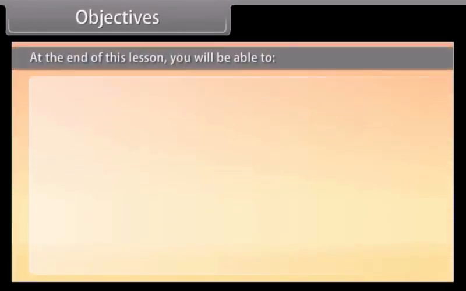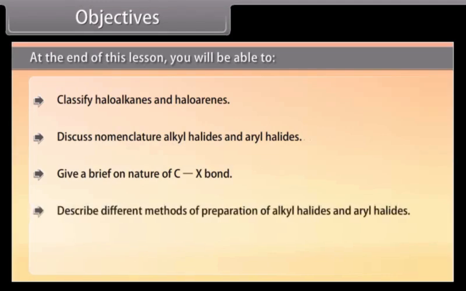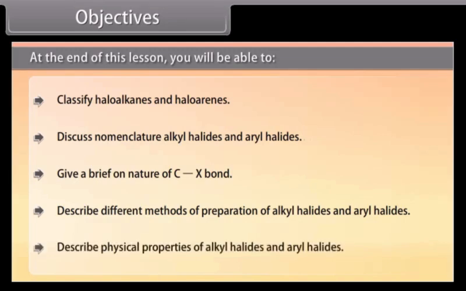Objectives. At the end of this lesson, you will be able to classify haloalkanes and haloarenes, discuss nomenclature of alkyl halides and aryl halides, give a brief on nature of C-X bond, describe different methods of preparation of alkyl halides and aryl halides, describe physical properties of alkyl halides and aryl halides.